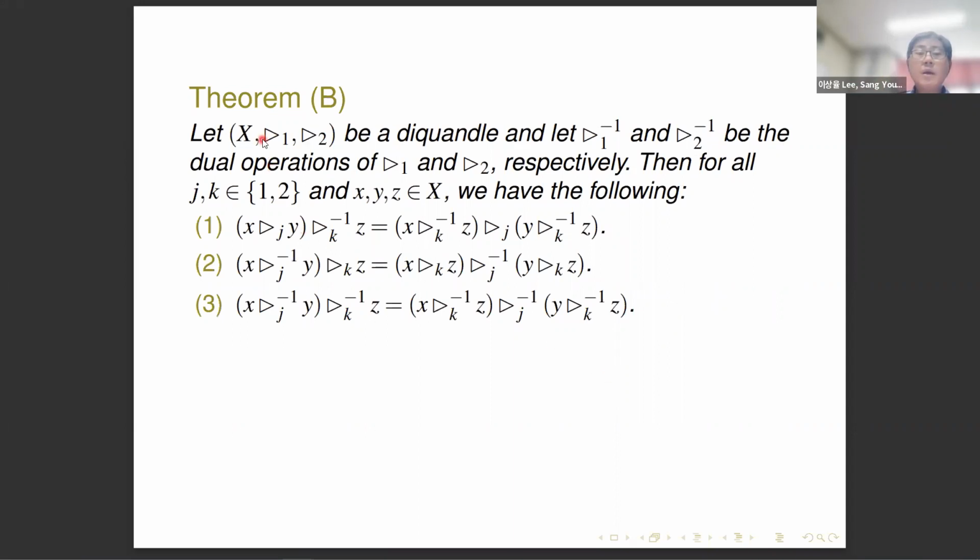Let (X, δ1, δ2) be a diquandle, and let δ1 inverse, δ2 inverse be the dual operations. Then for all labels 1, 2 and x, y, z, we have these identities. Okay? These identities also hold.